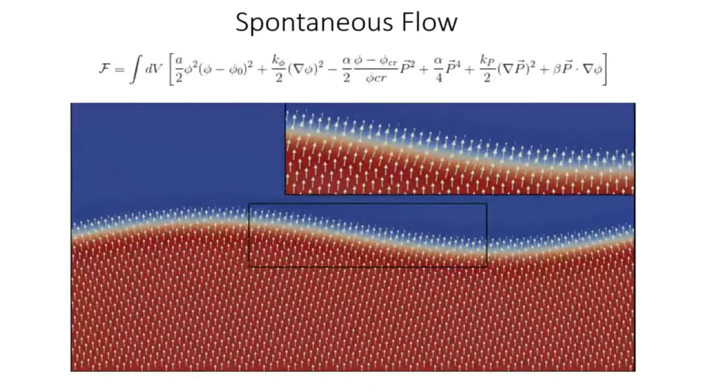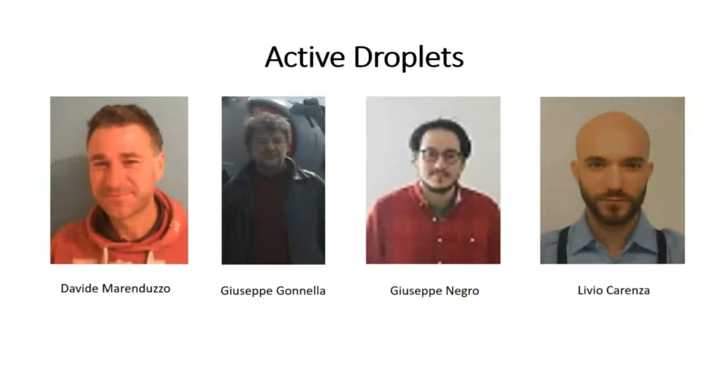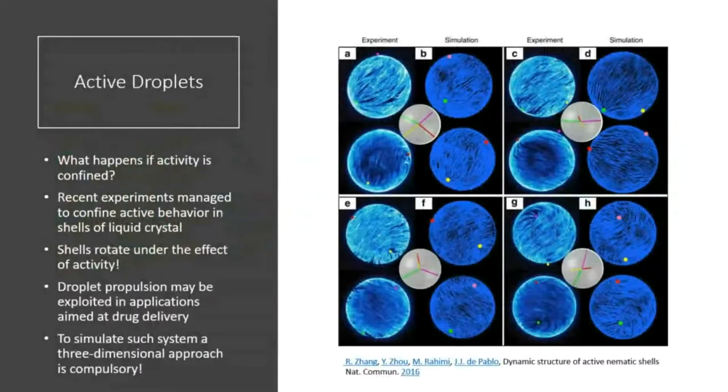I think that I'm running out of time, so I will skip the part about spontaneous flow, and I will go directly to the part on active droplets. This is my research group. I've been working here in Edinburgh with Professor Davide Marenduzzo, and Giuseppe Gonnella is my tutor in Bari, while Giuseppe Negro is a colleague of mine who is also here in Edinburgh for the same project. We have been working together on the analysis of active droplets.